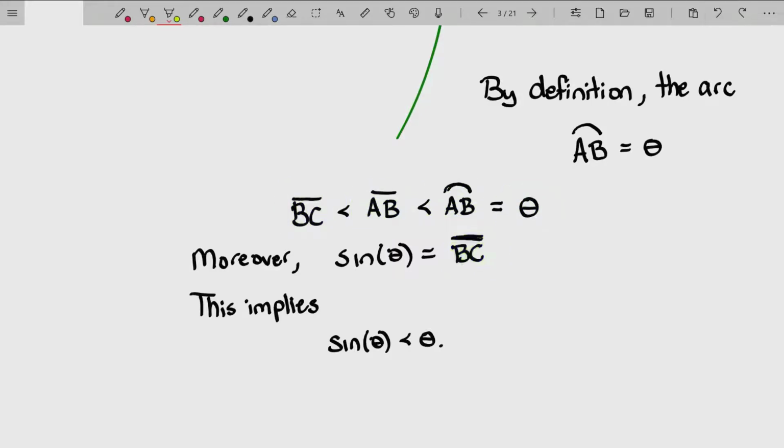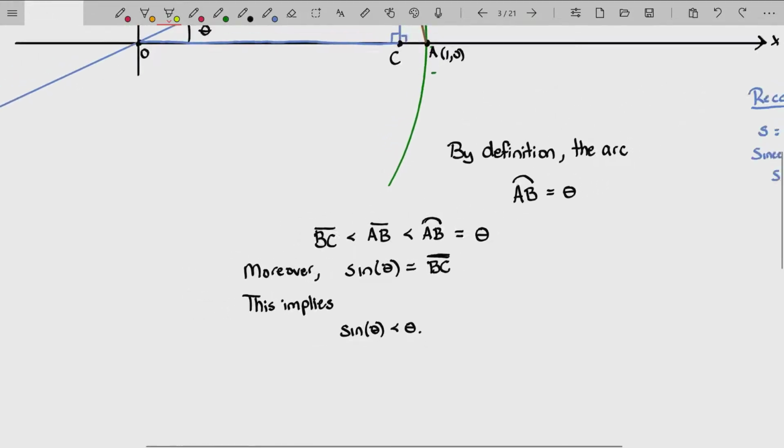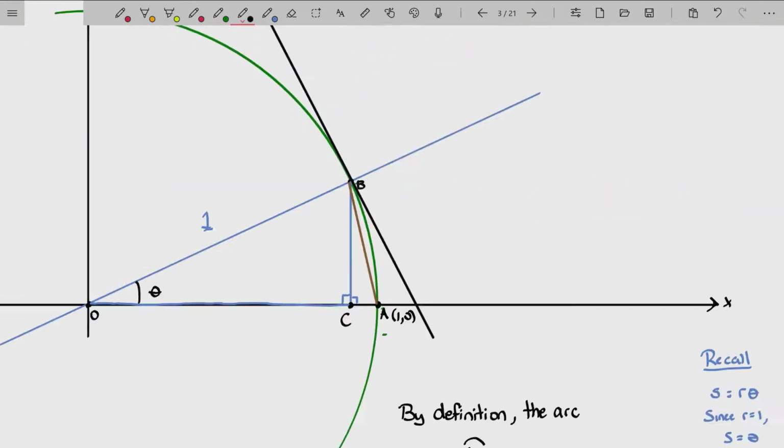But that doesn't give us the entire proof. That just gets us a relationship between sine of theta and theta. We have a little more work to do here. So let me zoom out again. And here's where the proof gets a little bit busy.